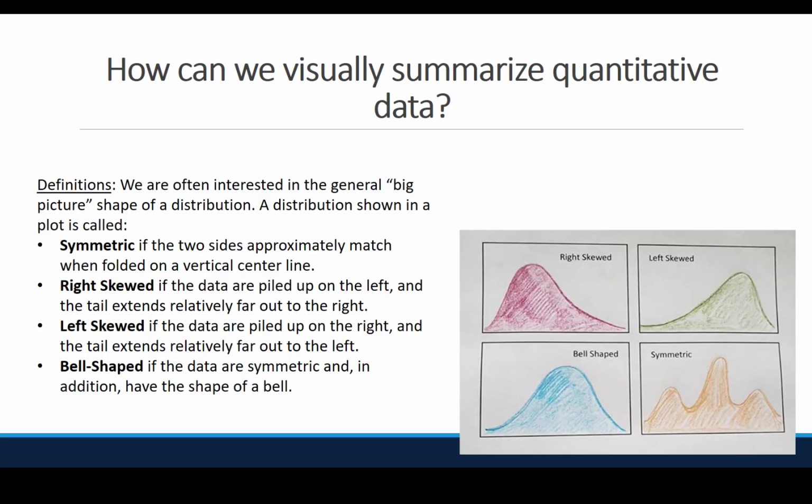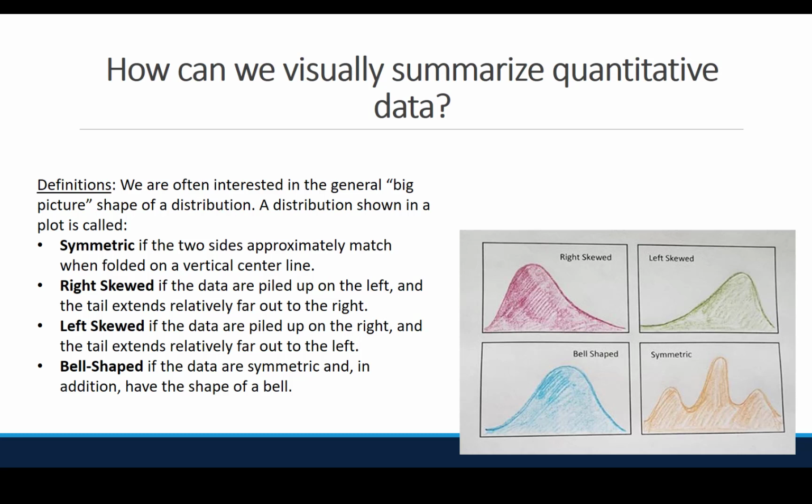Additionally, we want to be able to describe the shape of the data. This is the same as saying the shape of the distribution. We are often interested in the general big picture shape of a distribution. A distribution shown in a plot is called symmetric if the two sides approximately match when folded on a vertical center line, right skewed if the data are piled up on the left and the tail extends relatively far out to the right, left skewed if the data are piled up on the right and the left tail extends relatively far out to the left, and bell-shaped if the data are symmetric and in addition have the shape of a bell.